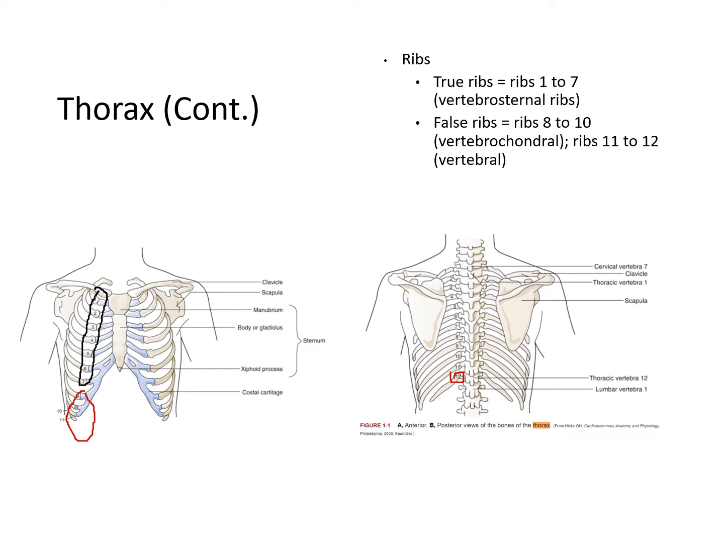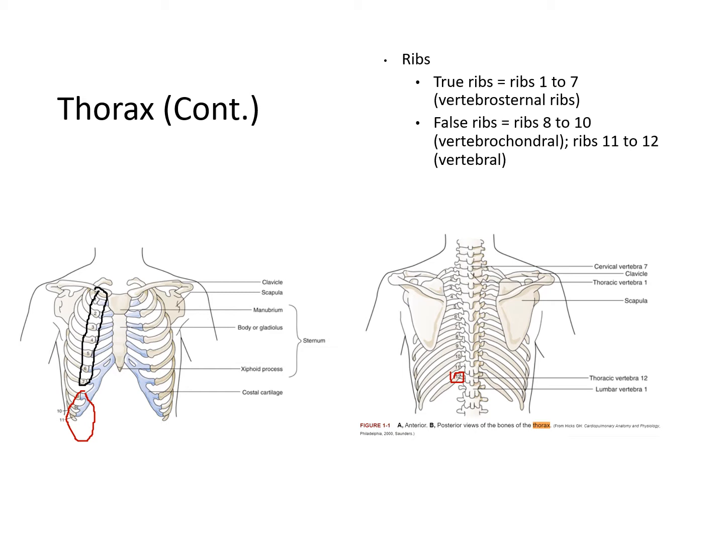So the 8th, the 9th, and the 10th ribs attach to the rib above by their costal cartilages. So you may also hear the 8th, 9th, and 10th ribs also called the vertebrochondral ribs. And then the 11th and the 12th ribs, these end freely. So these are just called vertebral ribs.